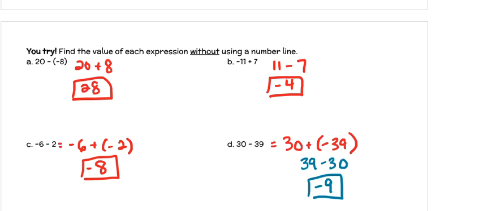Hey, welcome back. These are the answers over here. So 20 plus 8 ends up being 28. This, I actually didn't change it to a negative. It's an integer addition problem anyway. They're different signs, so subtract. Take the sign of the larger number.